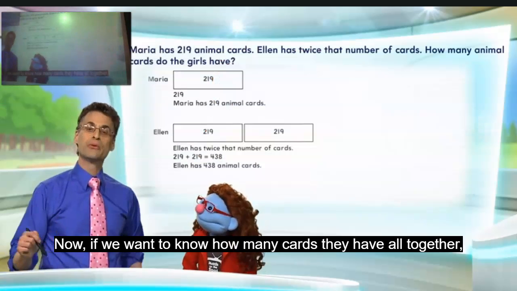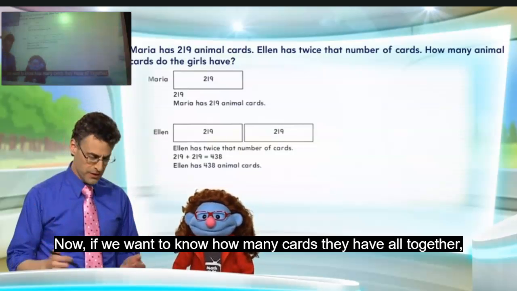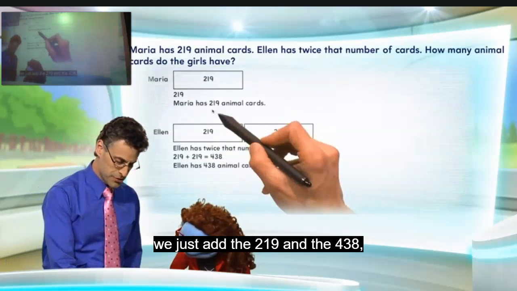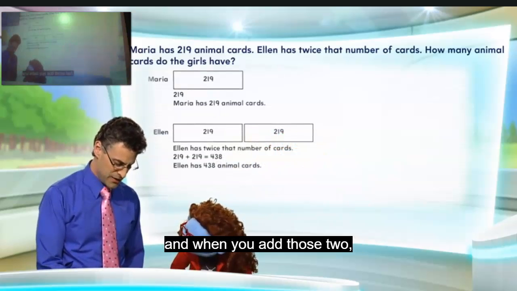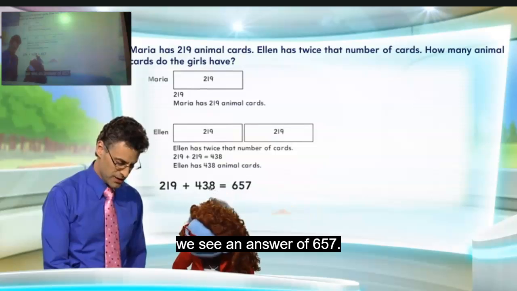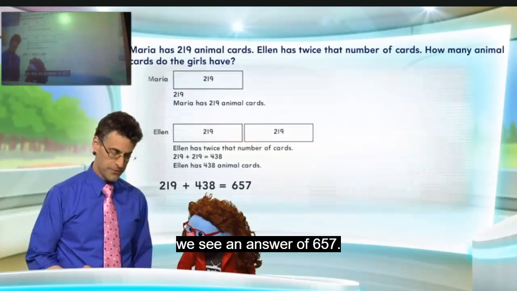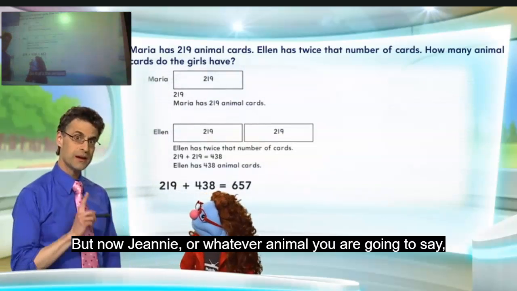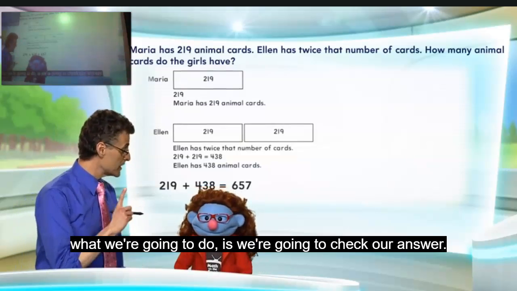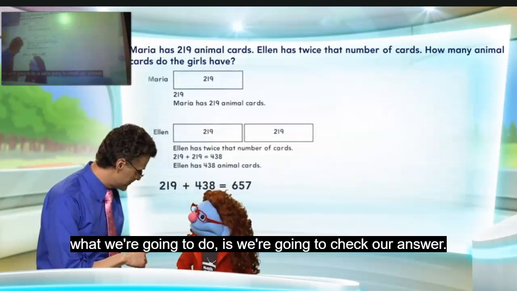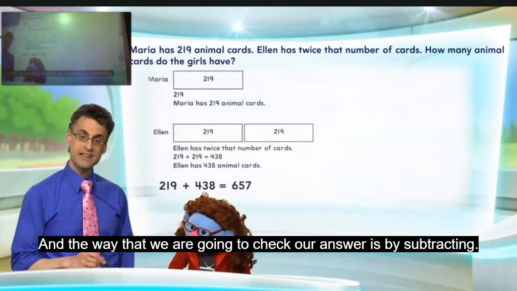Perfect. Now, if we want to know how many cards they have all together, we just add the 219 and the 438, and when you add those two, we see an answer of 657. So that's the answer. But now, Jeannie, what we're going to do is check our answer. And the way we're going to check our answer is by subtracting.